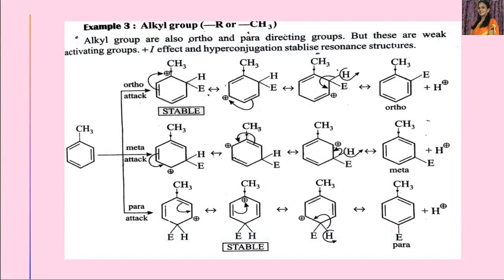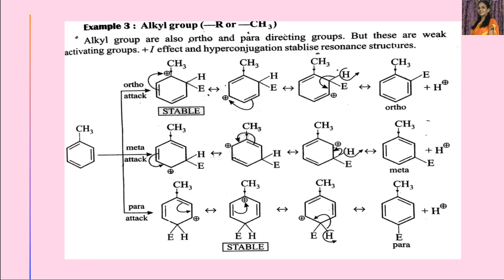The structure with the methyl bearing carbon, the carbon to which the methyl group is attached, bearing a positive charge, is more stable. And this type of structure is present only in ortho attack and para attack. You can see in ortho and para attack. So this is a stable structure, and here a stable structure, where the positive charge is present on the carbon to which the methyl group is attached. Because the methyl group is an electron releasing group, it stabilizes and delocalizes this positive charge, because it is an electron releasing group or plus I group.